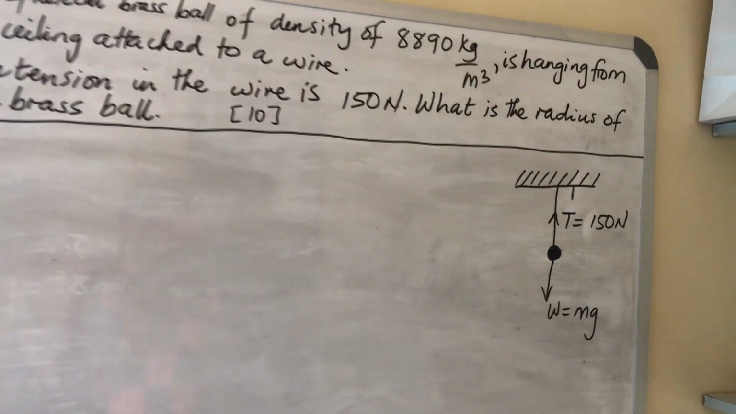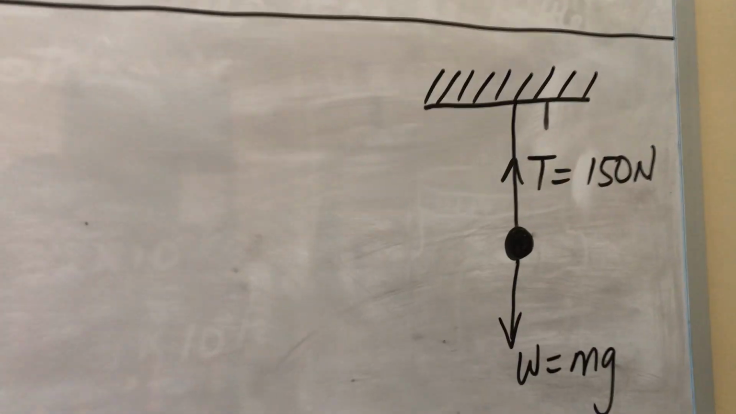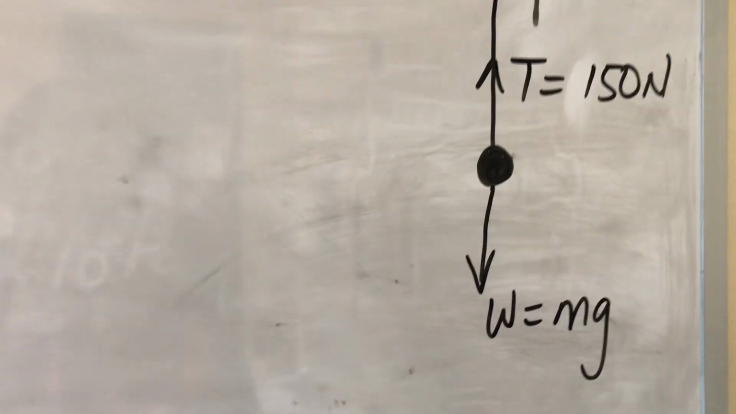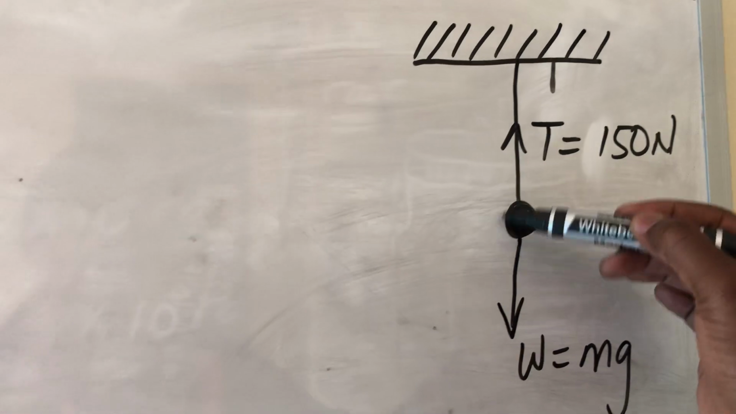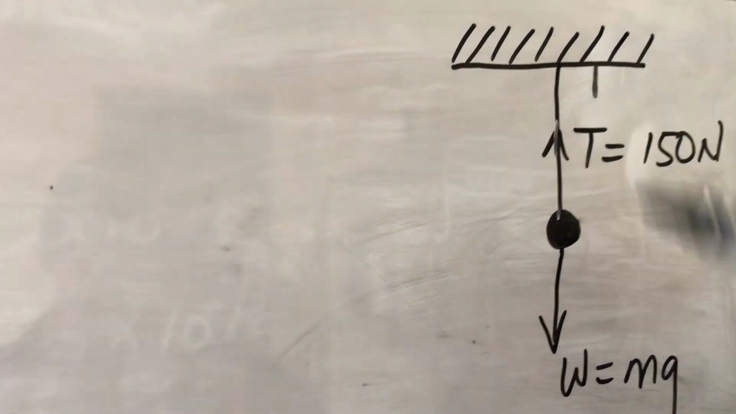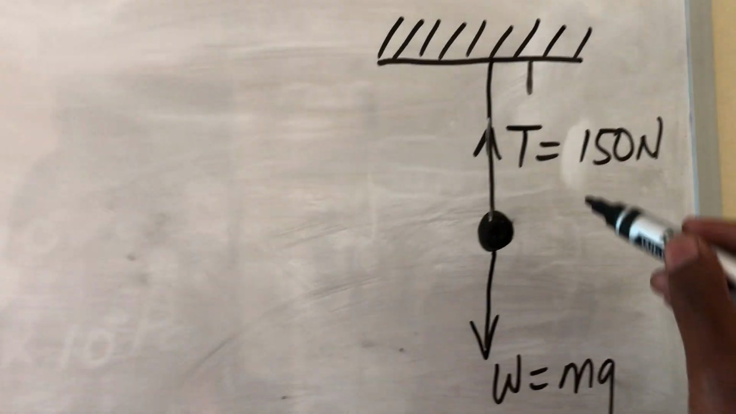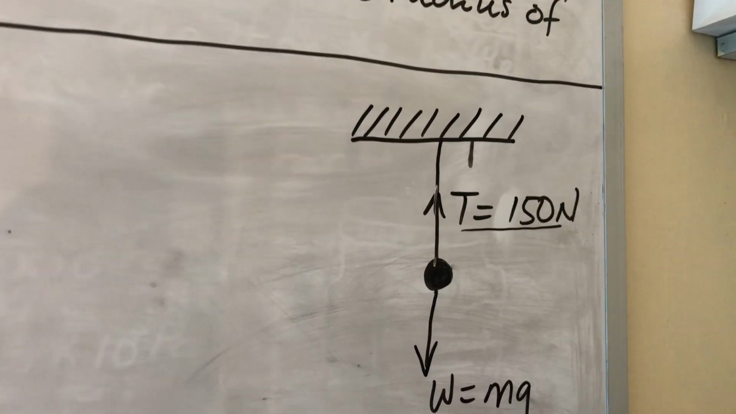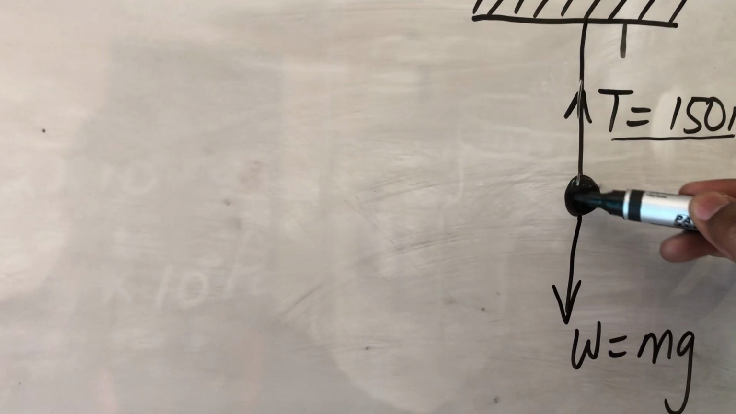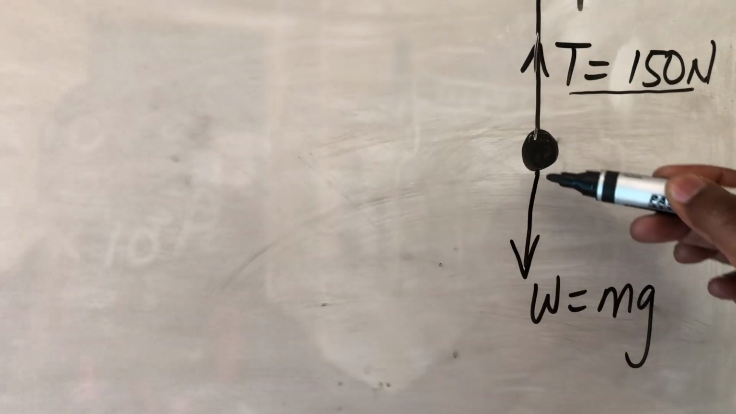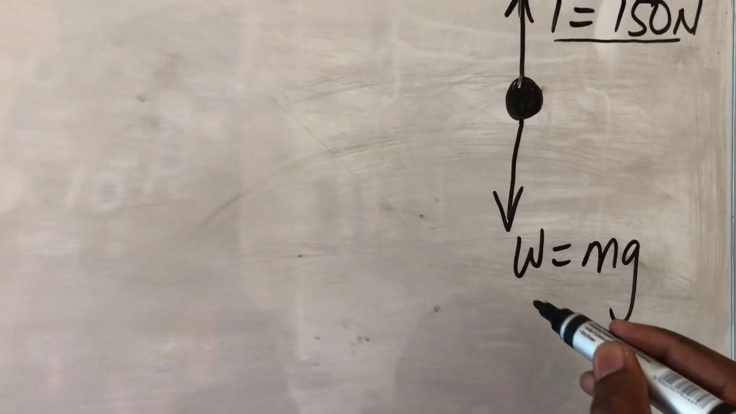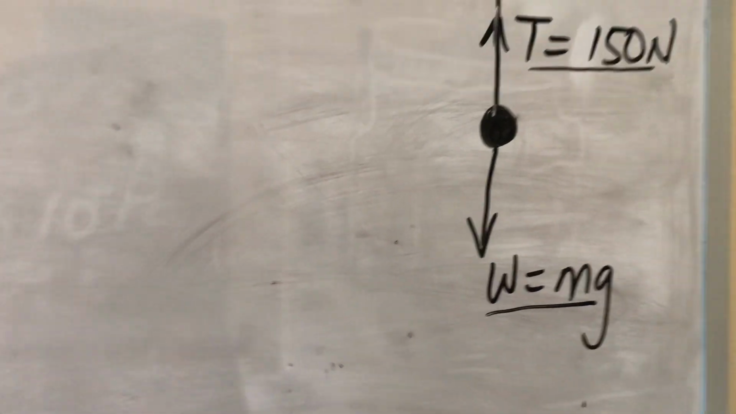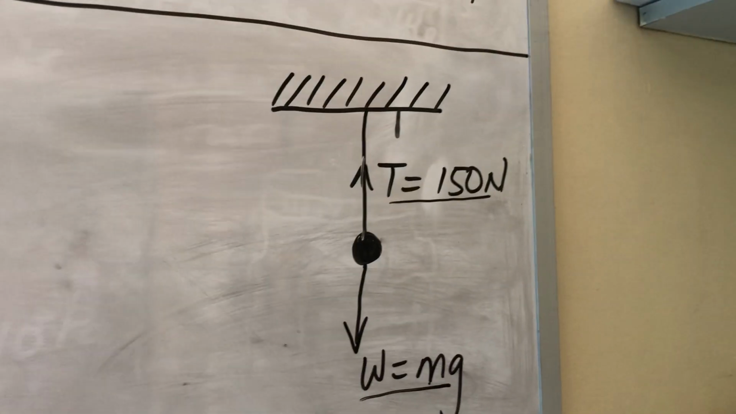So this is the little information that I had to deduce. Since we have this brass ball, this one is a free body diagram. This is a brass ball which is hanging from the ceiling, and they told us that the tension in the wire is 150. You should definitely know that if something is hanging, it's being affected by the force of gravity. So you expect it to have weight, which is equal to mass times the force of gravity. So this is the situation that we have.